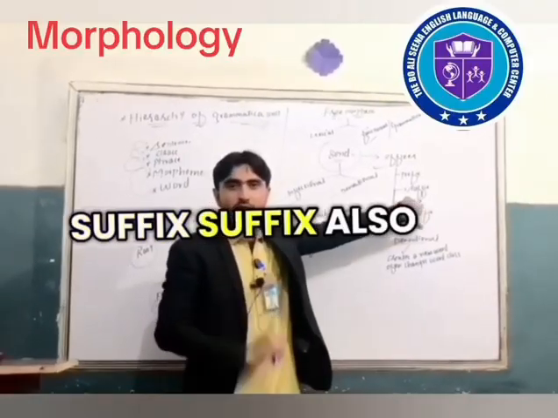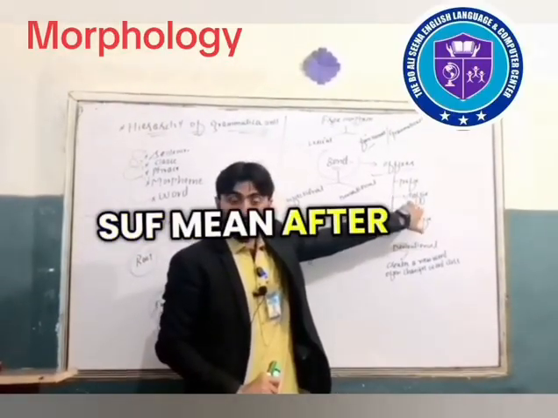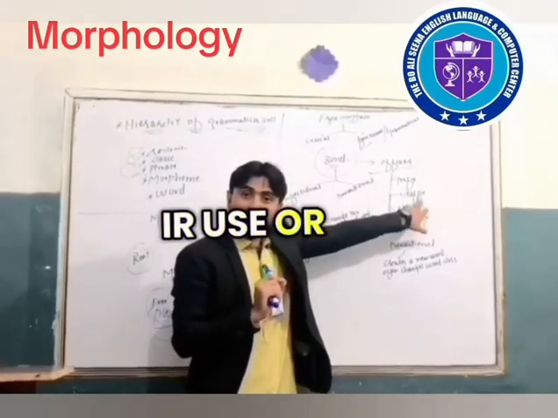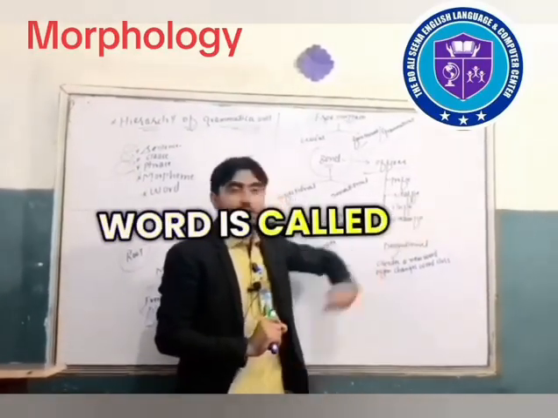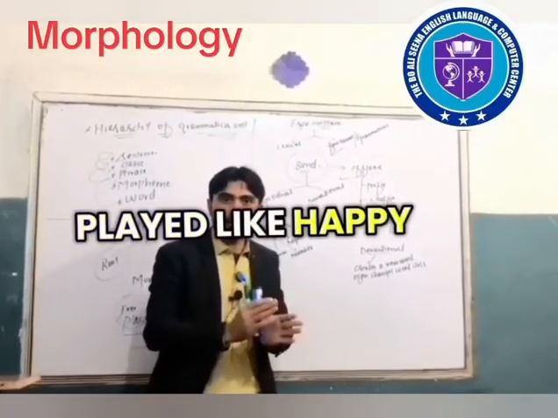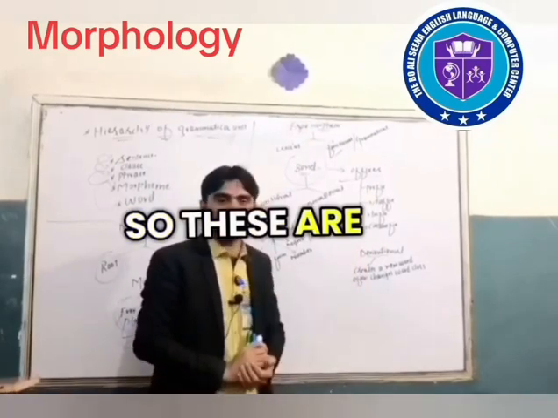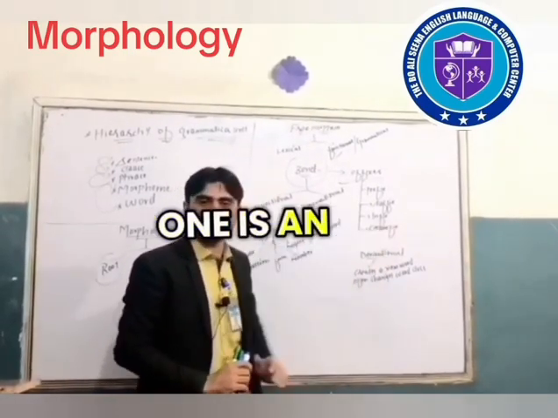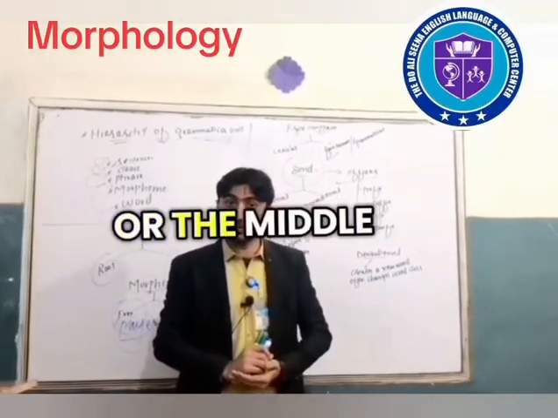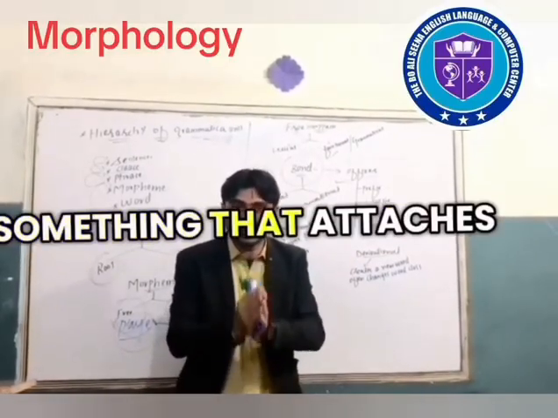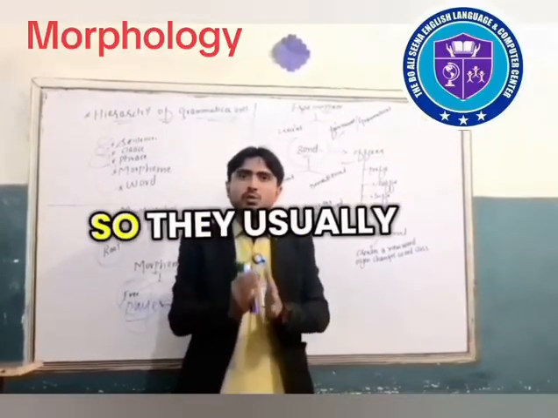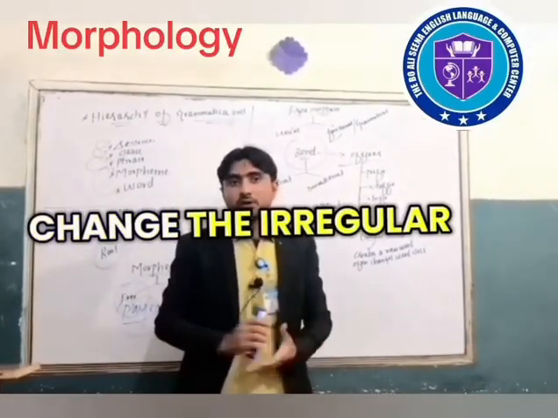The next one is suffix. Suffix is also a combination of two words. Suf means after, and fix means connect. A morpheme used or connected after the word is called a suffix. For example, play, played, happy, happiness. These are suffixes. The next one is infix. Infix is a combination of two words. In means between or in the middle, and fix means attach. Something that is attached in the center or in the middle we call an infix. They usually change the irregular noun.